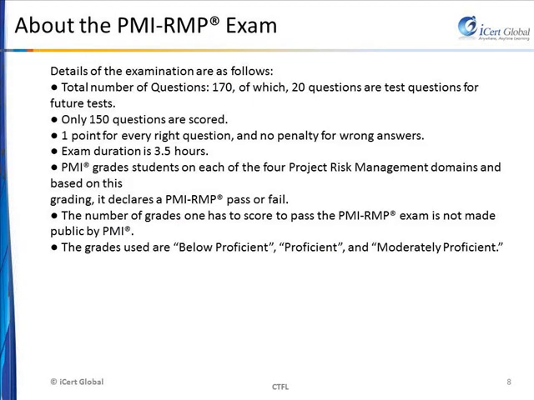About the PMI-RMP exam. In all, PMI-RMP exam will consist of 170 questions, out of which 150 are counted. The other 20 is for futuristic test. There are no negative marks, so attempt and answer all the questions. You have 3.5 hours for answering all the questions.